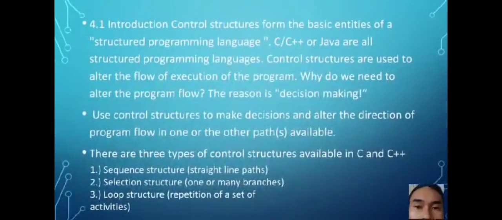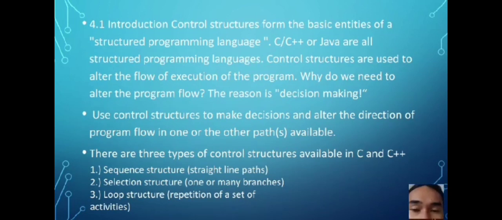Introduction. Control structures form the basic entities of a structured programming language. C, C++, or Java are all structured programming languages. Control structures are used to alter the flow of execution of the program. Why do we need to alter the program flow? The reason is decision making.